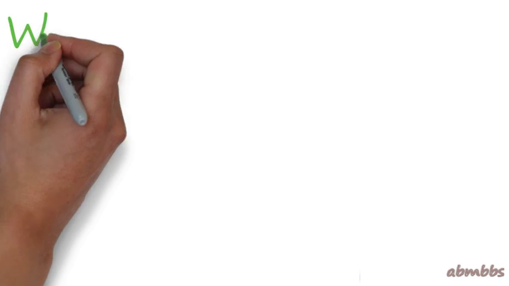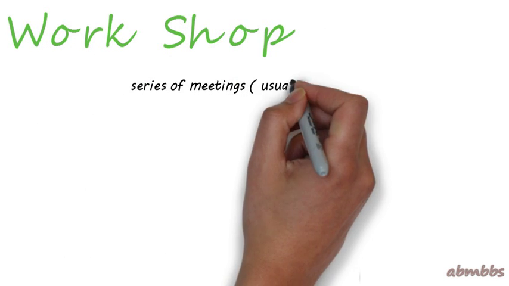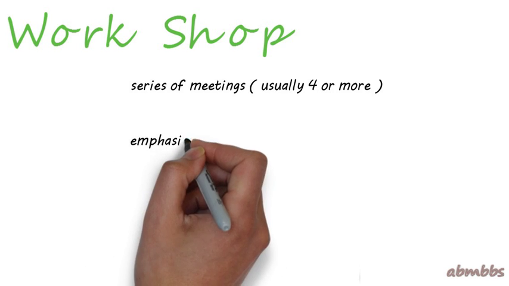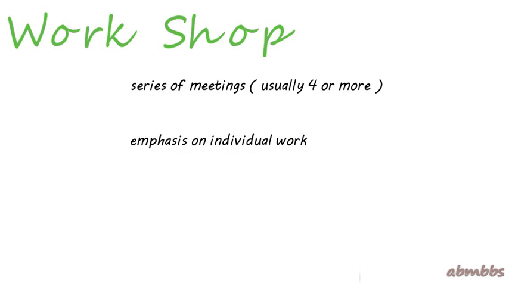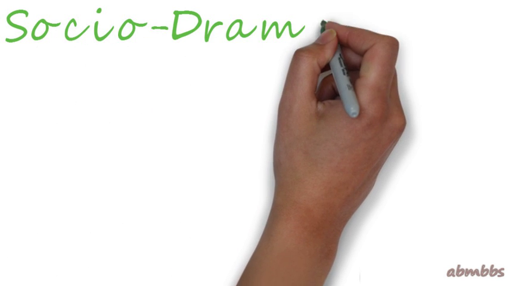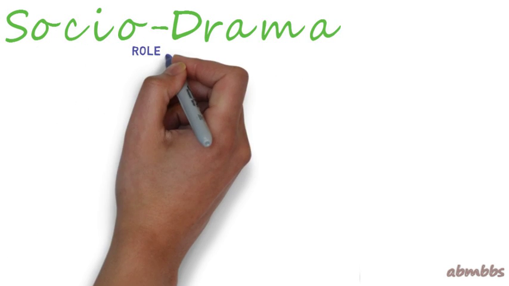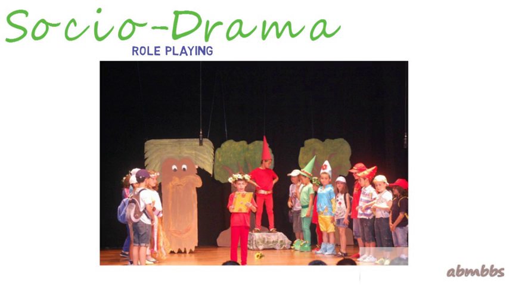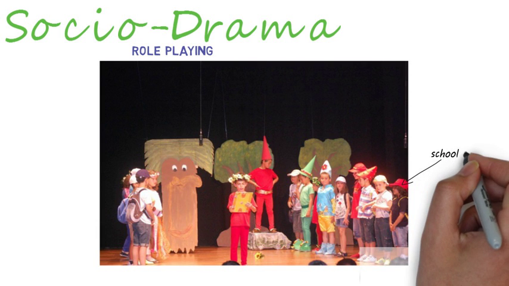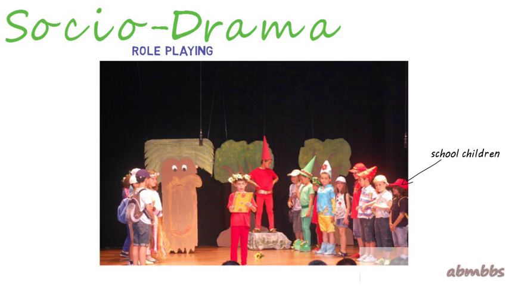Next, there is workshop. It consists of a series of meetings, usually 4 or more. There is emphasis on individual work under the guidance of experts. Finally, there is sociodrama or role-playing. It consists of a group of people who take part in a drama in front of an audience. The subject of the drama should be something of social importance. It is an excellent method for teaching school children. Sociodrama works best when the size of the group is about 25.